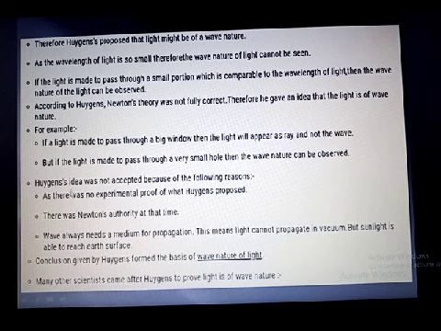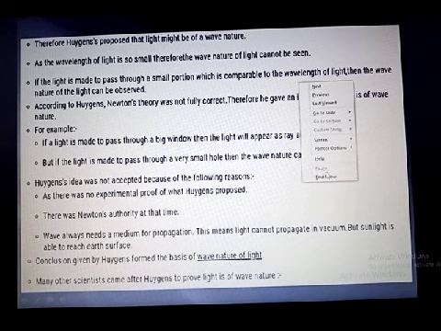Huygens' idea was not accepted for the following reason. Initially, Huygens said that light has wave nature, but nobody was ready to accept it because according to Newton's theory, it is a particle in nature. Everyone already knew that, and they were not ready to accept the Huygens principle that it is a wave in nature.